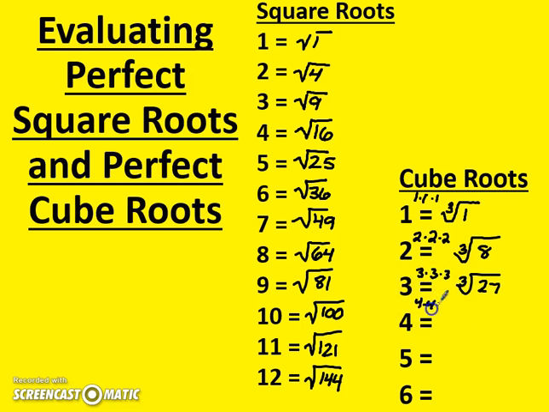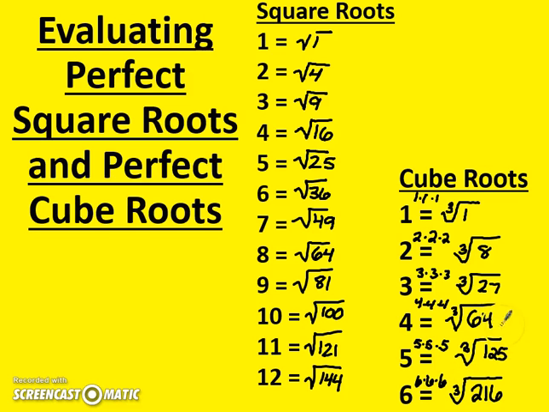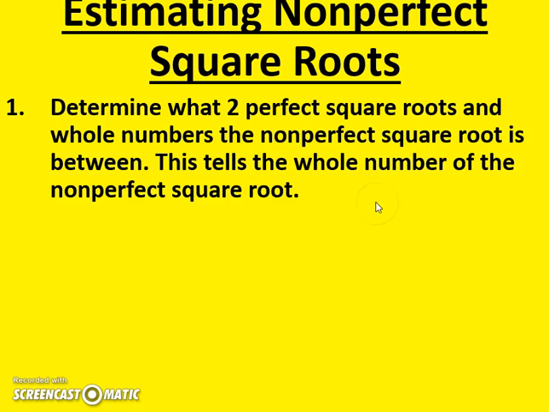4 times 4 is 16, times 4 is 64, so the cube root of 64 is 4. 5 times 5 is 25, times 5 is 125, so the cube root of 125 is 5. And 6 times 6 is 36, times 6 more is 216, so the cube root of 216 is 6. And if you needed to extend this list further, you would just need to continue multiplying the whole number 3 times in a row. Now, let's talk about how to estimate non-perfect square roots.